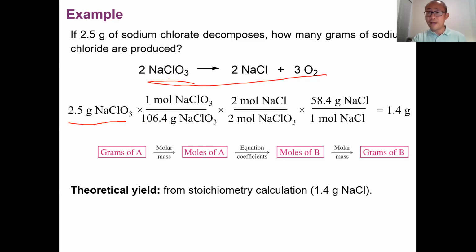Okay, sodium chloride can be produced. This is what they need to do in grams, from 2.5 grams of sodium chlorate. We know these two, sodium chlorate and sodium chloride, are related by what? By coefficient 2 and 2 moles.